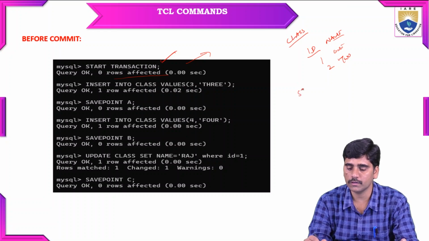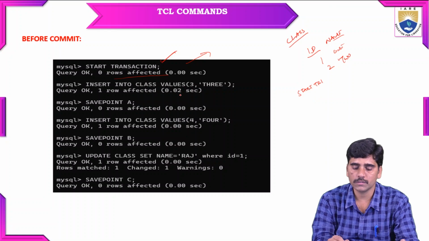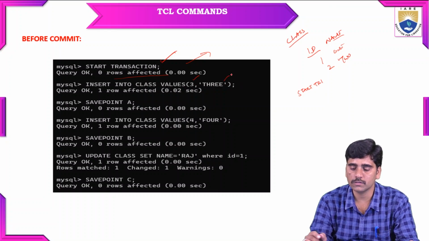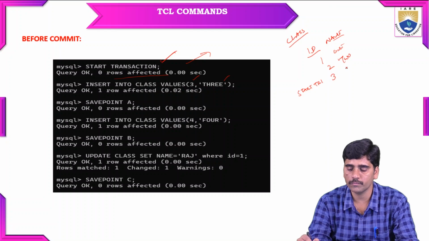Now I am trying to insert the third value. So from here I am starting the transaction. Start transaction. I am trying to perform insert values. So inserting value 3, ID as 3 and the name also 3. So I am trying to perform 3, 3.